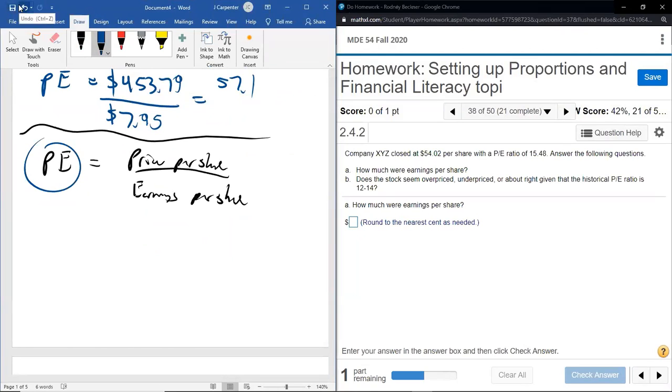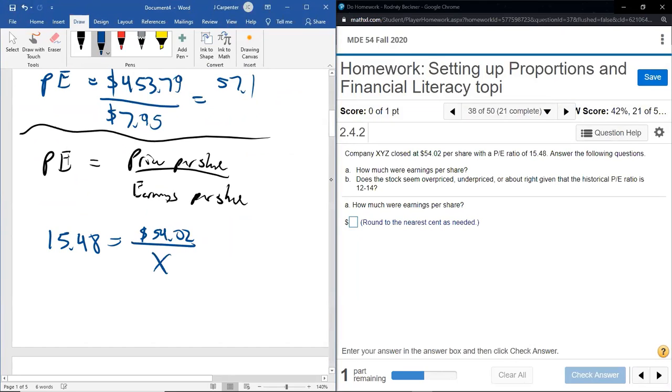How do I know that's where it goes? Because I read and I paid attention and I put the pieces of the puzzle where they go. Circle goes in the circle, square goes in the square. So 15.48 is the left side. All right, price per share, we also knew it was the $54.02. It was the earnings per share that was the unknown, that's the X.